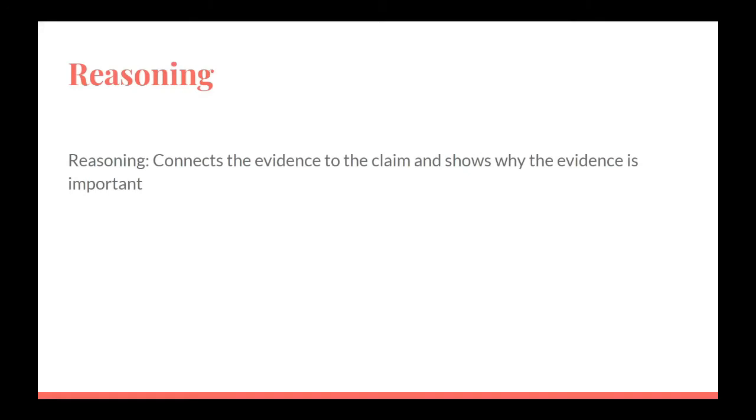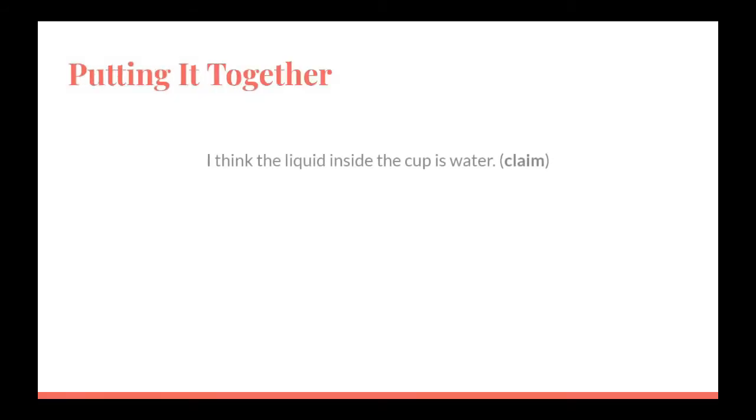The last part of an explanation is the reasoning. Reasoning connects the evidence to the claim. It states why the evidence proves the claim is true. Let's make the claim that the liquid is water. Our evidence is that the liquid is colorless and sloshes around inside the cup. Reasoning shows us why this evidence is important. I could say something like, I know that water is a colorless liquid. Because I know that water is colorless, and I saw that the liquid in the cup was colorless, I think the liquid is water.